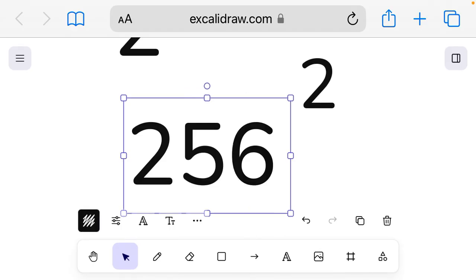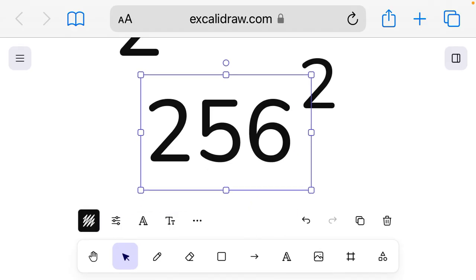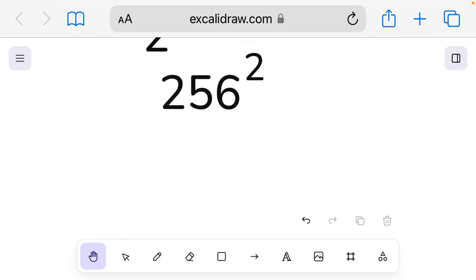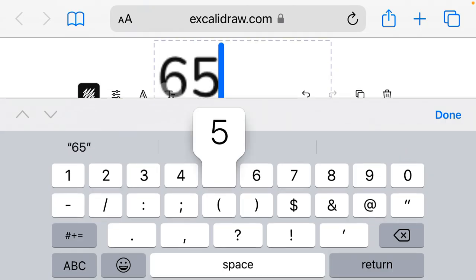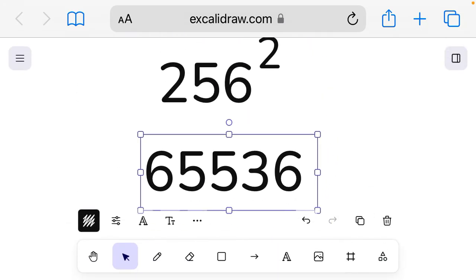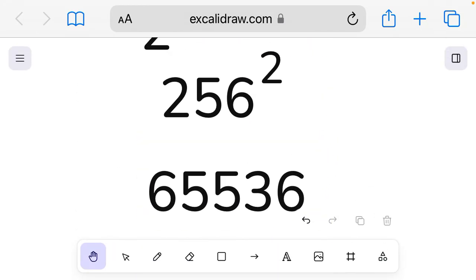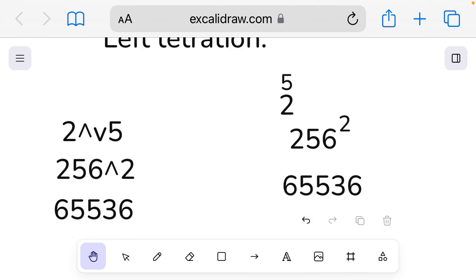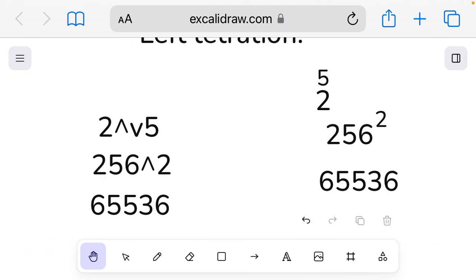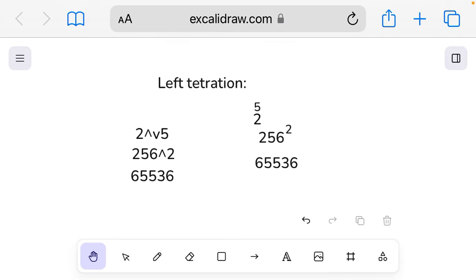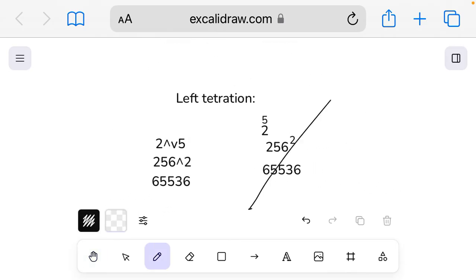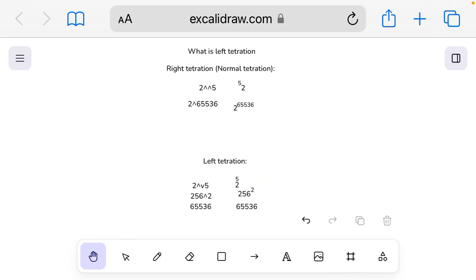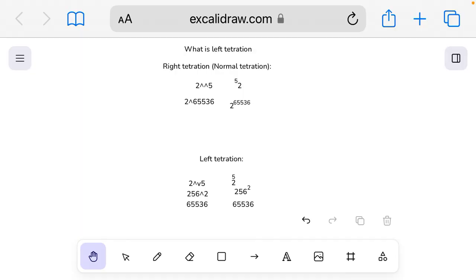So we have 256. And then finally we have 256 squared. You know what 256 squared is? We've seen it. It's 65,536. So yeah, that's the answer to 256 squared. 65,536. And that's also the answer for 2 left tetrated to 5. So yeah, this is how you can do left tetration by math.